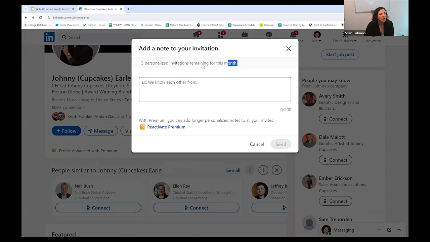And this is a new thing. That's interesting. It looks like they're trying to beef up Premium by limiting the number of personalized invitations you can send per month. That's unfortunate that they're doing that. So you send the personalized invitation and hopefully Johnny sees it and says, "Sure, I'll connect with Sherry."